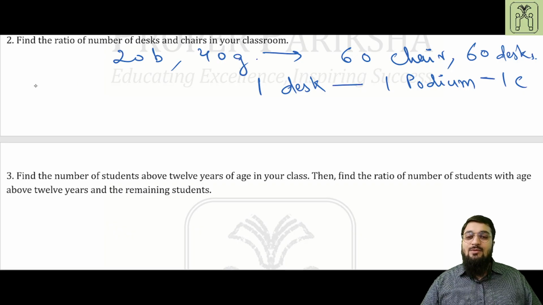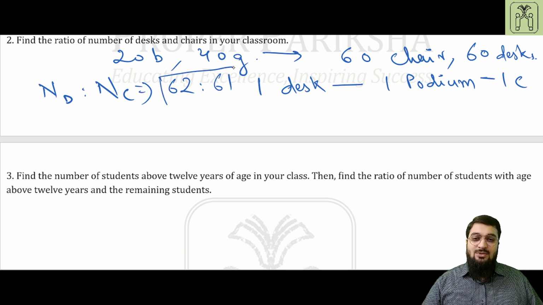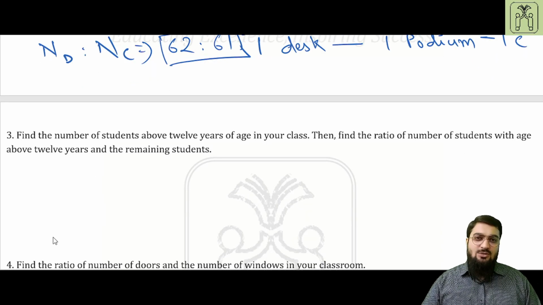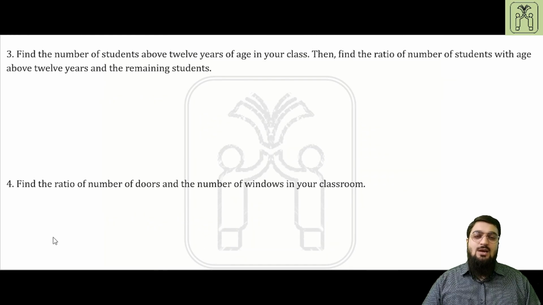We will write number of desks is to number of chairs, and this implies that we have 62 desks, because the podium is also a desk, and 61 chairs. And since there are no common factors, this will be the final answer. Coming to the next question. So these questions are basically real life related. You have to do that on your own in your class, but I am just giving you a general example to make you understand how to approach such questions.